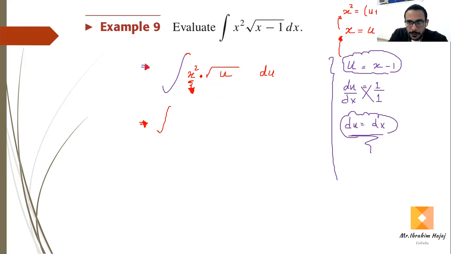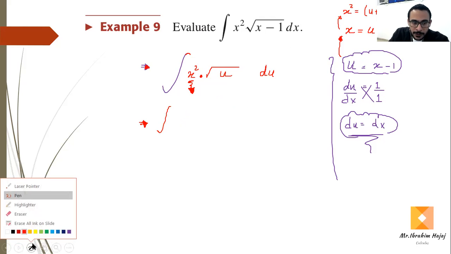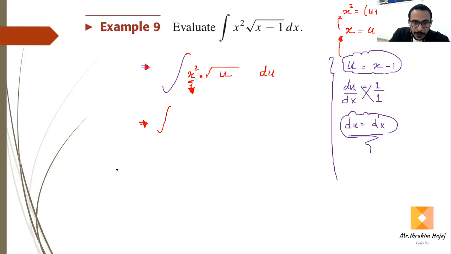Pay attention to this idea, guys. It's a little bit tricky. Go on, Lutfi, continue. So we transform the x squared as u plus 1 all to the power of 2, times radical u du. Then u squared plus 2u plus 1.